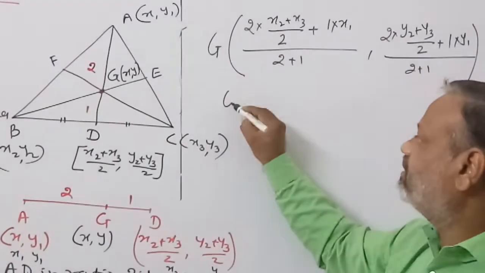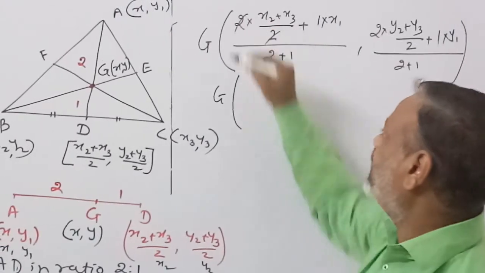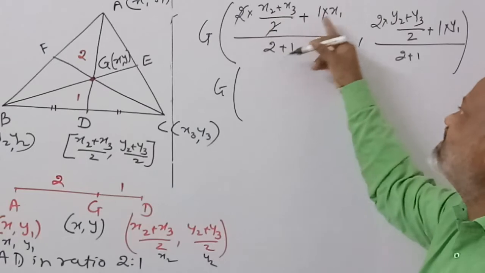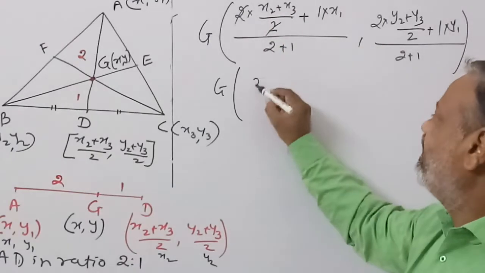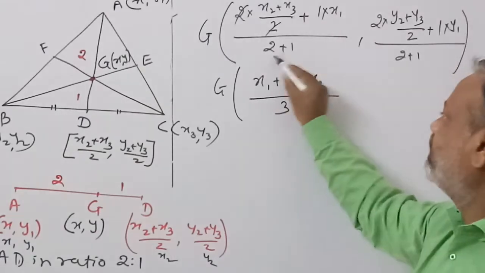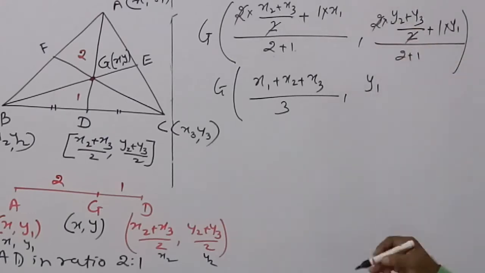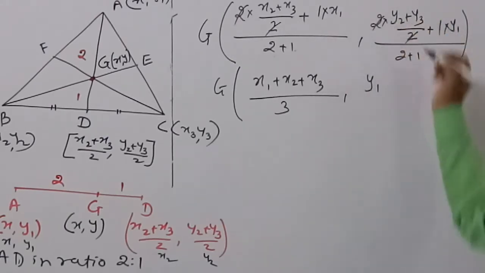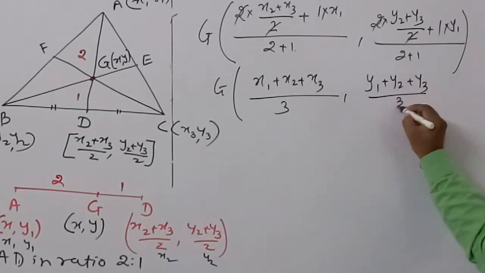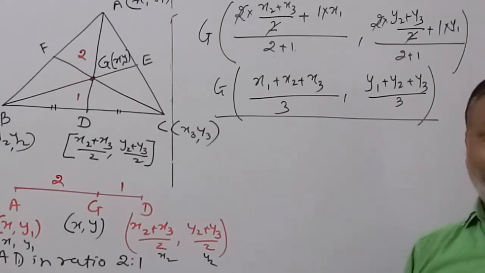So by calculation what we will get, this 2 and 2 get cancelled, what is remaining, x2 plus x3 plus x1, so this can be written as x1 plus x2 plus x3 upon 3, 2 plus 1 is 3. And y1, ये भी cancel हो गया 2 2, तो क्या बचा, y1 plus y2 plus y3 upon 3, okay. So this is called as a centroid formula.